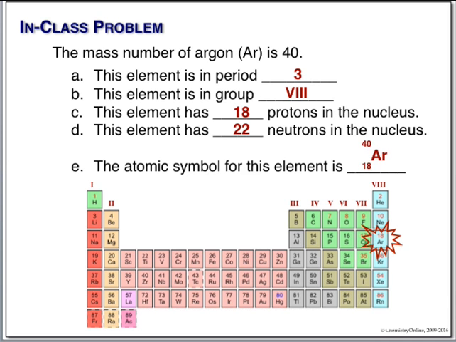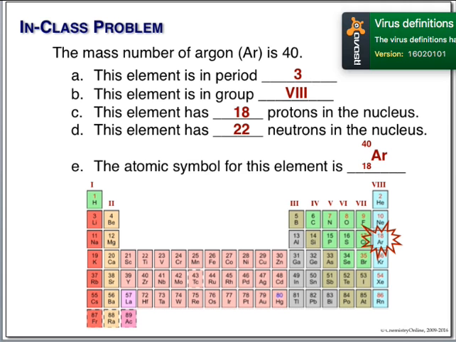How did you come up with 22? Well, the nucleus weighs 40. 18 of those are protons. 40 minus 18? 22. And if we have to write the number 8 in Roman numeral? I don't care. 8 is 8. I can read both.